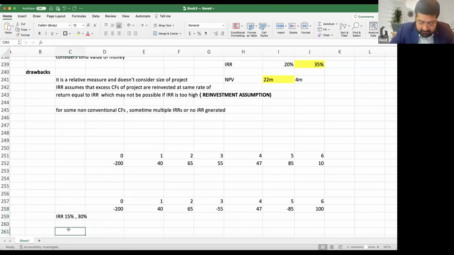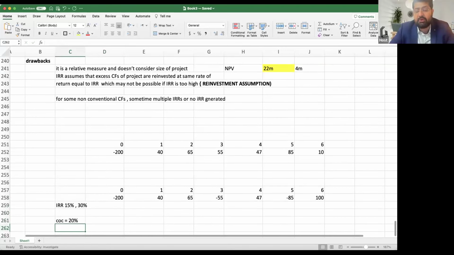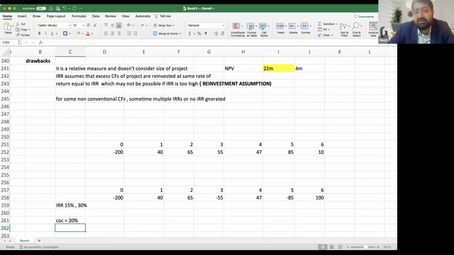Now, if the cost of capital is 20%, should we accept the project or not? When multiple IRRs are there, 2 or 3 or 4, there is an error with the IRR method. Or sometimes IRR cannot be calculated. It happens. There is evidence of it.